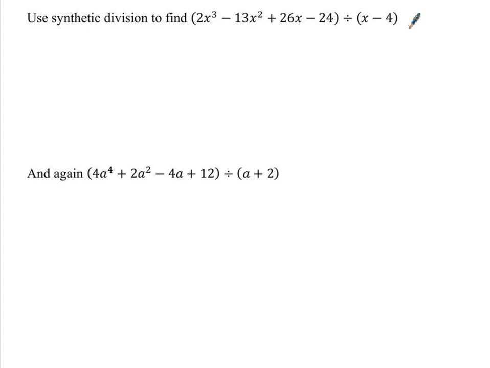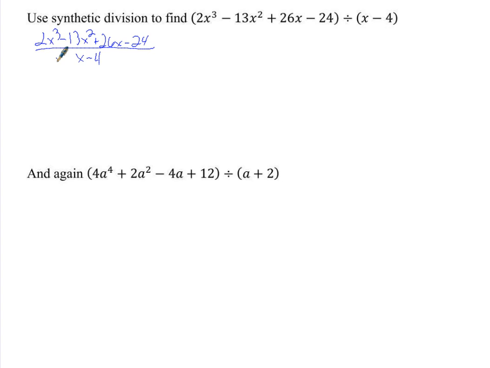We want the answer. Now, like I said, all those steps are listed for you if you lose track of where you're at or forget what you're supposed to do. But what you need to do is, first of all, the way that this is written is the same as 2x to the third minus 13x squared plus 26x minus 24 divided by x minus 4. That is the same thing. I don't need to rewrite it like this, but I just want you to realize that that's the same thing.